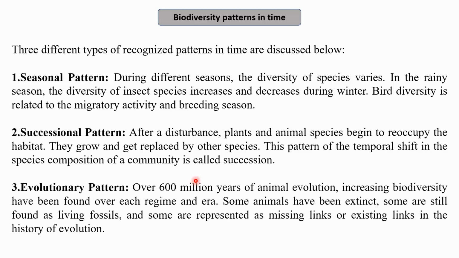The third is the evolutionary pattern. So the first is seasonal, the second is due to succession, and the third is due to evolution. Over 600 million years of evolution, increasing biodiversity has been found over each regime and era. Some animals have become extinct, while some are still found as living fossils, and some are represented as missing links in the history of evolution. This is how biodiversity diversified over time during the course of evolution.